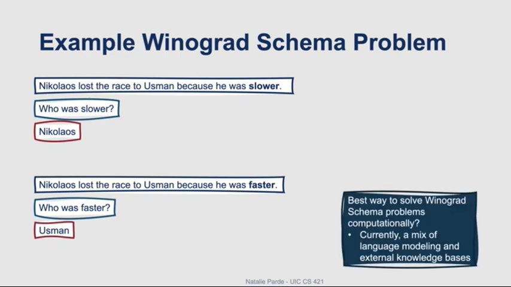Winograd schema problems are very tricky to solve computationally and are currently the focus of a lot of active research in NLP. The best way to solve Winograd schema problems computationally for now seems to be through a mix of large pre-trained language models and knowledge-based strategies.